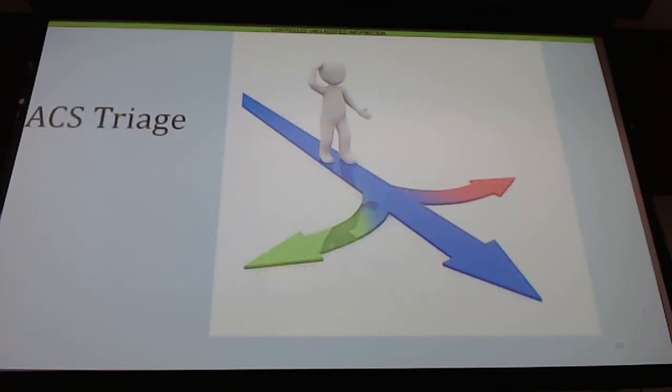Now that we understand what the ACS is and what the different syndromes are, how are we going to manage these patients? Because they will come to you in your ERs, they will come to you in your clinic, and you've got to act fast, potentially to save their life. So how are we going to do this?